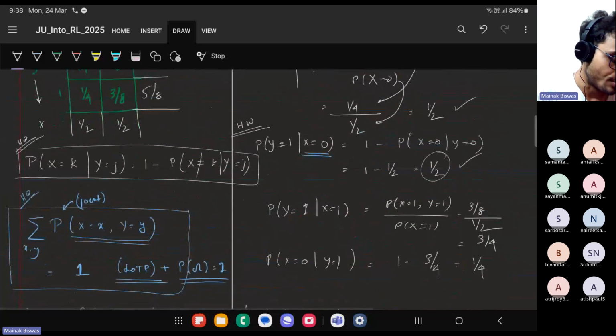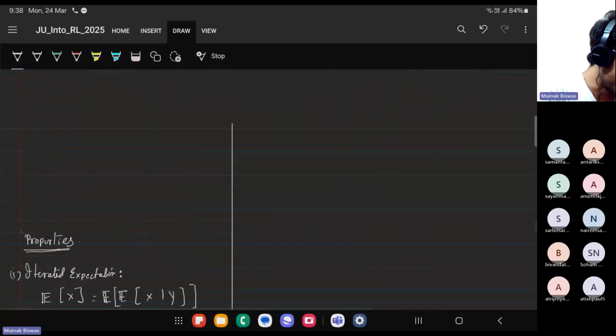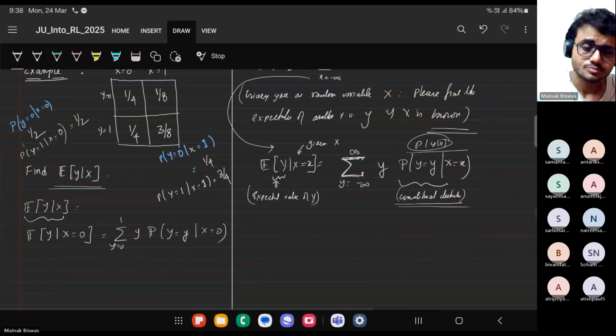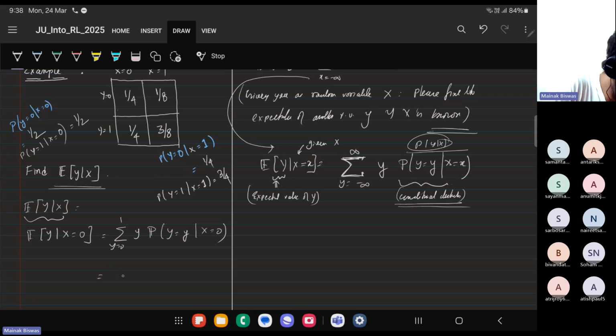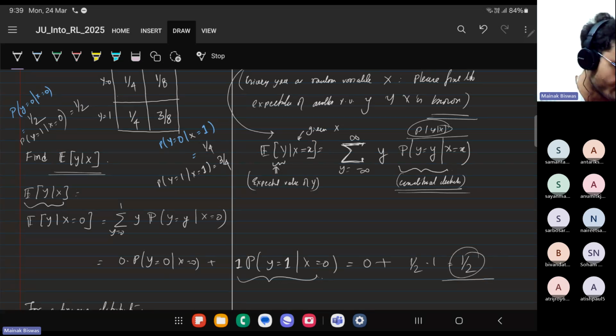Yeah, here you go. So P(Y = 0 | X = 0) is 1/4, and P(Y = 1 | X = 0) is 3/4. This is fine. Okay, so this is Y given X equal to 0. This is equal to, can you tell me? So this will be y value, Y equal to 0 into the probability of Y equal to 0 given X equal to 0, plus 1 into the probability of Y equal to 1 given X equal to 0. This is 0 plus half into 1. This is half. Half is the expected value.